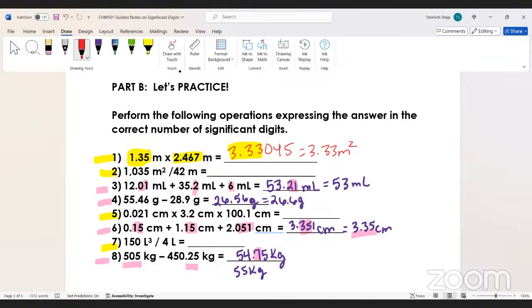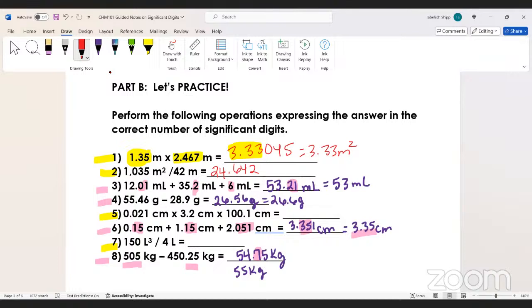All right. Let's take a look at number 2. We've got 1,035 divided by 42. So again, we get this number here. We get 24 point, and I won't write them all out because at the end of it all, we only need the least amount anyway. So I got 24.64, and I'll stop at the 2. But remember, we don't need all those numbers.